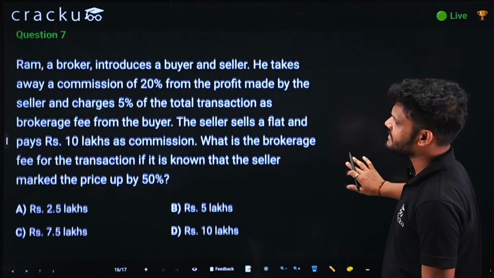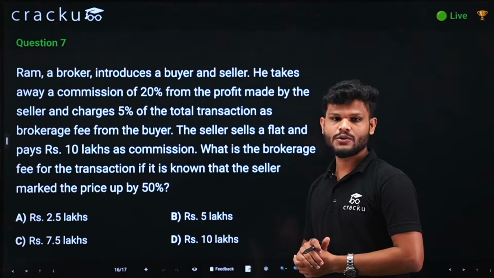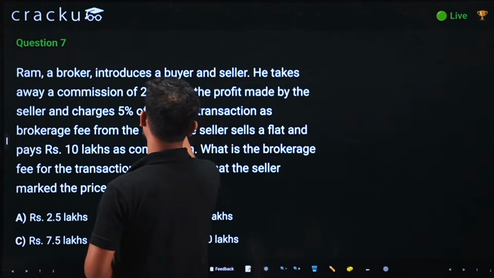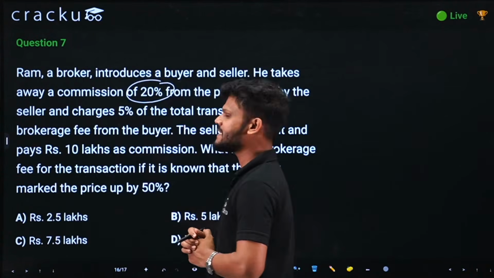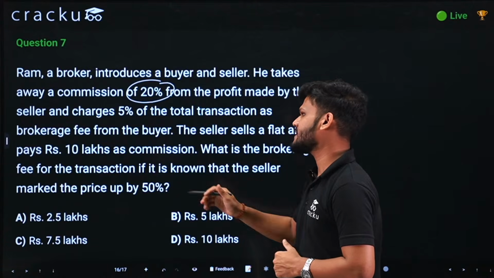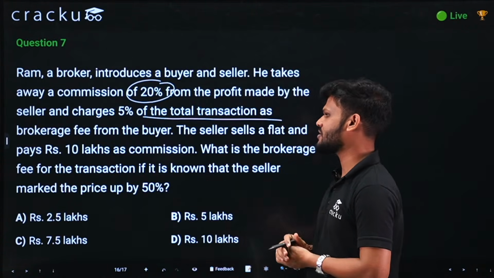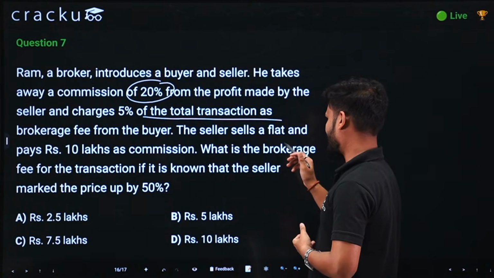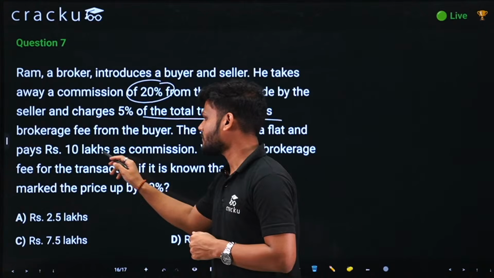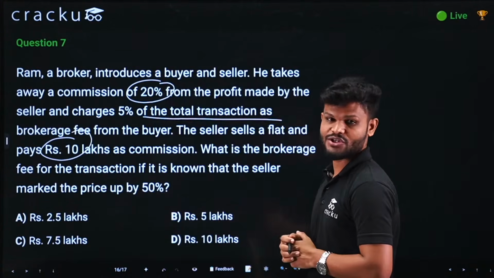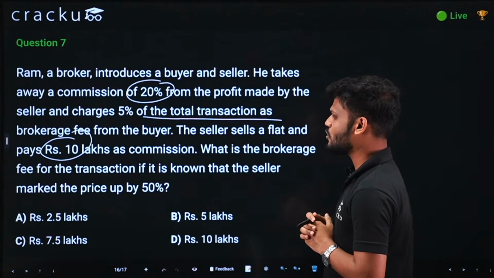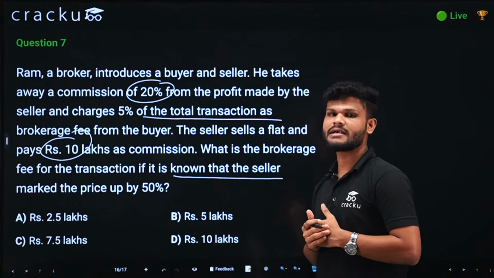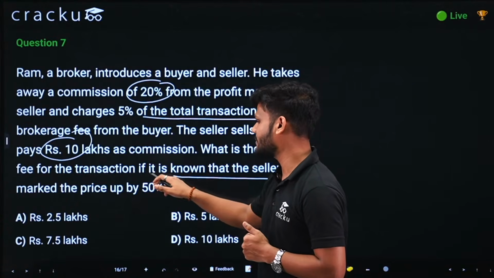This question says Ram, a broker, introduced a buyer and a seller. He takes away commission of 20% from the profit made by the seller and charges 5% of the total transaction as brokerage fee from the buyer. The seller sells a flat and pays rupees 10 lakhs as the commission. Okay. What is the brokerage fee for the transaction, if it is known that the seller marked the price of the flat by 50%?